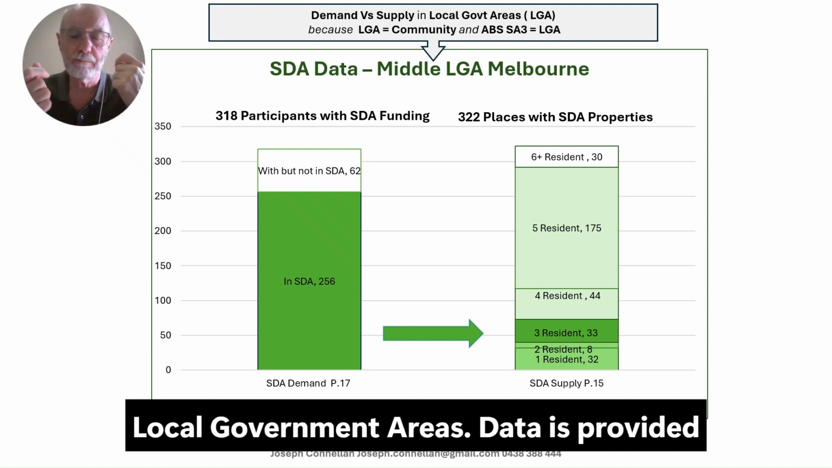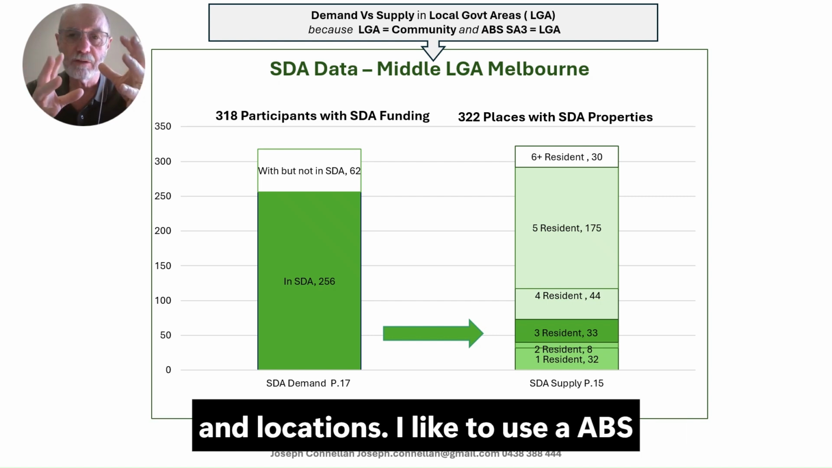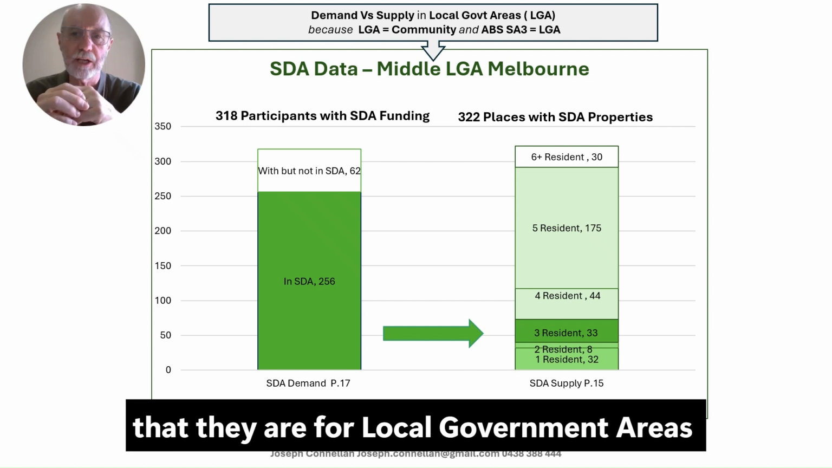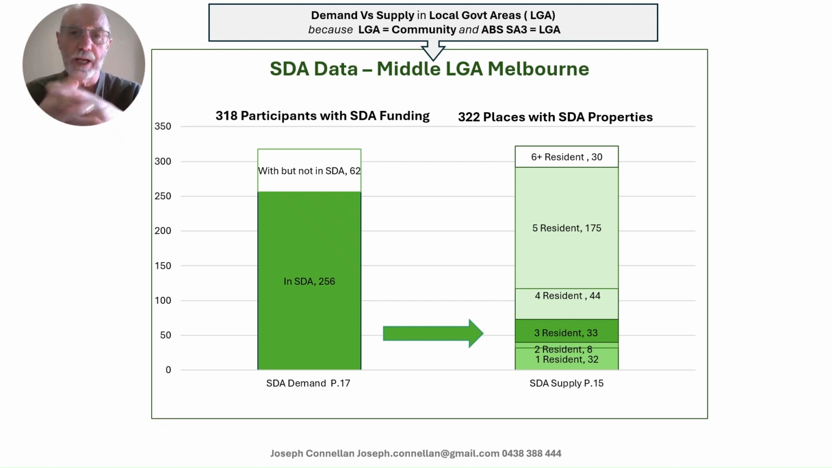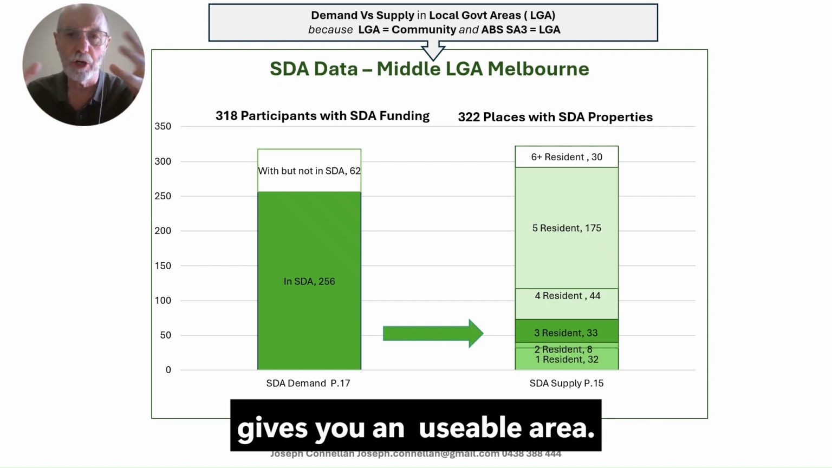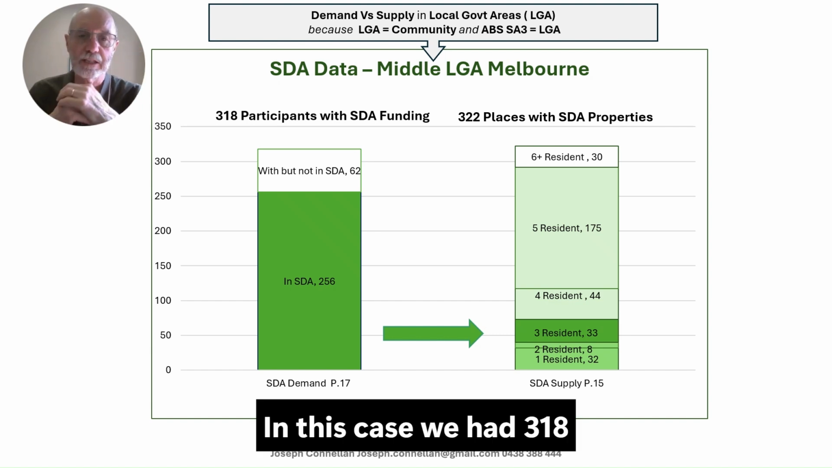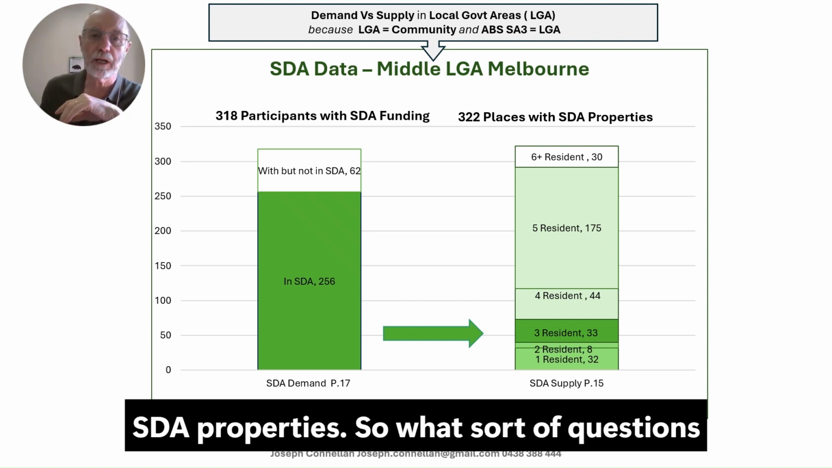Data is provided by the NDIS in a whole different range of types and locations, but I like to use ABS SA3, Statistical Area 3, because that broadly equates to a local government area, and a local government area broadly equates to a community. It's a bit rough, but it gives you a knowable area. So in this case, we had 318 participants of SDA funding and 322 places in SDA properties.